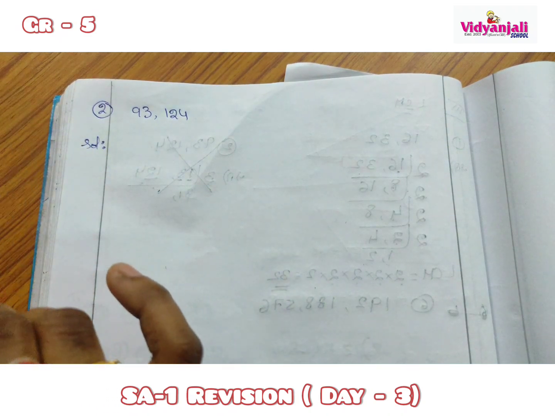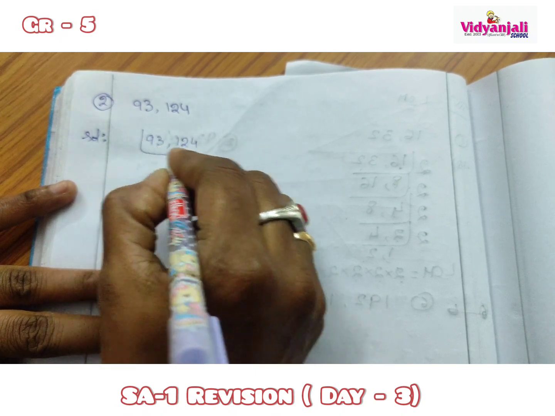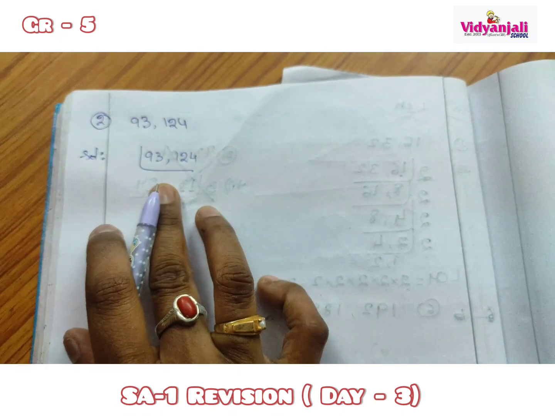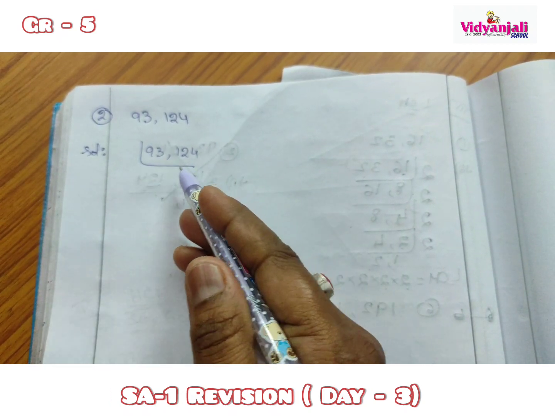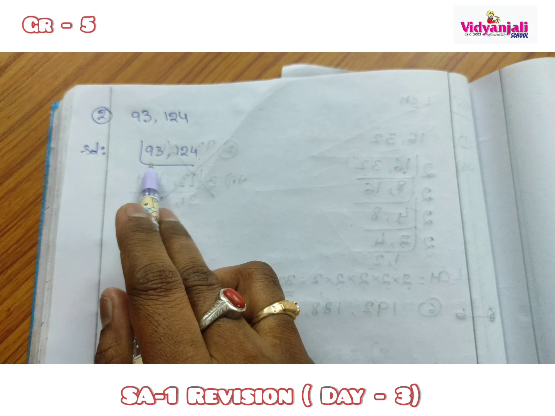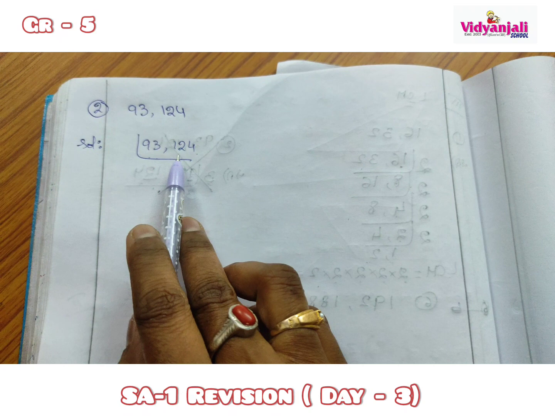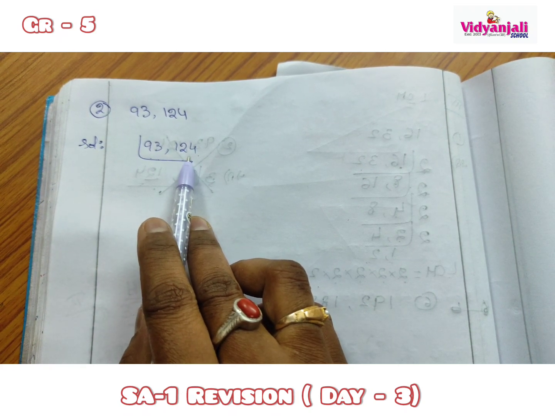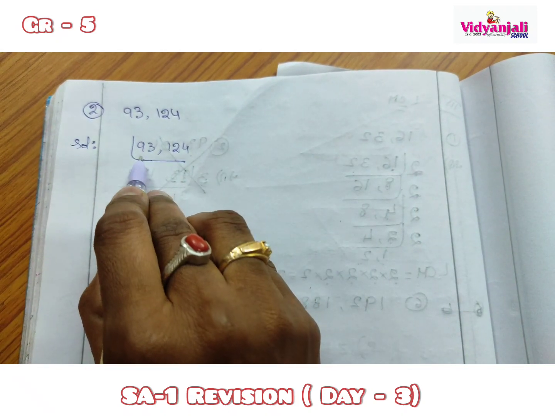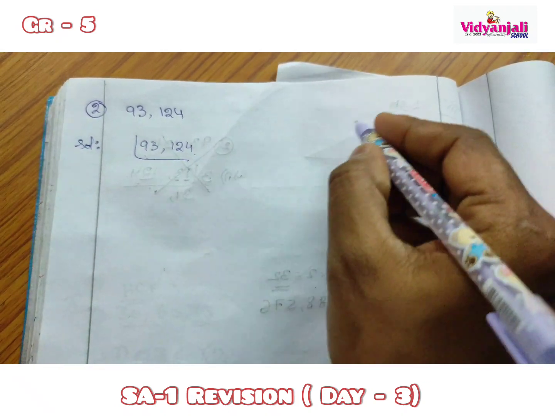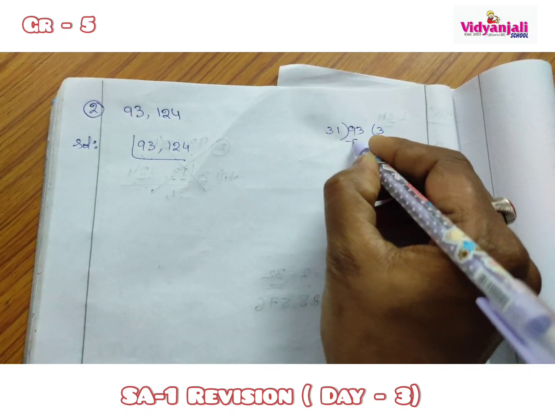Second problem, 93 and 124. For these two numbers we have to find the LCM. Then we have to check in which table these two numbers come. First we check whether these numbers come in the 2 table. No, as 93 is an odd number. Then do they come in the 3 table? No, because 124 is not divisible by 3. If you check like this with one prime number after the other, you can identify that both numbers are divisible by 31.